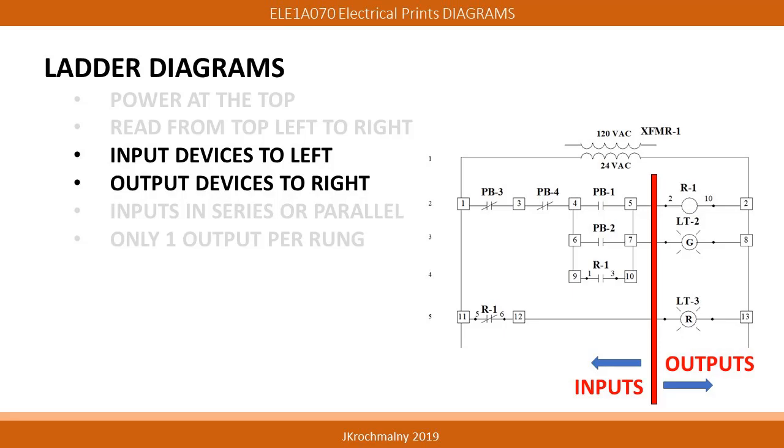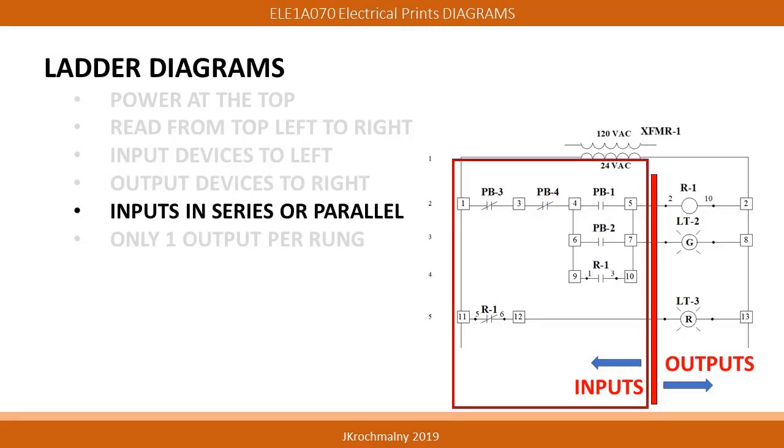Output devices are considered electrical loads. Output devices are located to the right of each rung of the ladder diagram. In reference to arranging input devices on ladder diagrams, these can be placed in series, parallel, or combinations of these 2 to achieve load control.